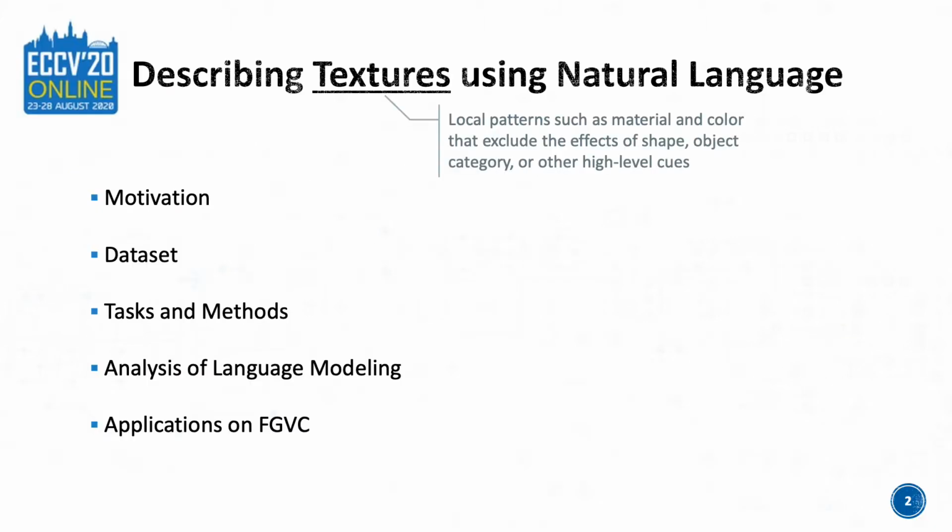By texture, we refer to local patterns such as material and color that exclude the effects of shape, object category, or other high-level cues. We begin with the motivation, and then we introduce our dataset, tasks, and methods. We further provide an analysis of language modeling and applications on fine-grained categorization.